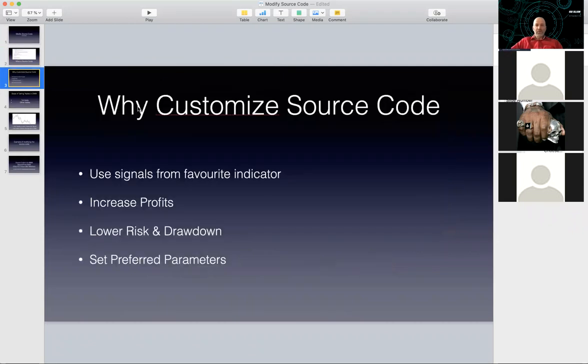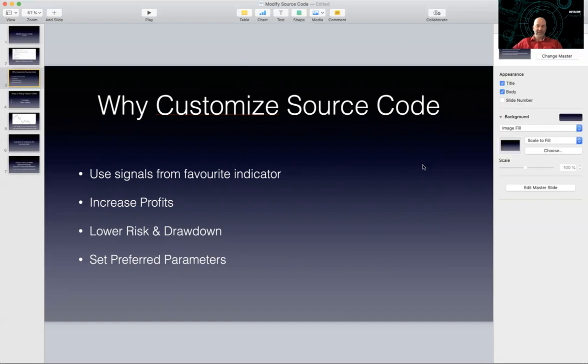Now, why do we want to customize the source code? Let's say you have been using some indicator, and you find that it has something good for you, like good buy signals and sell signals, and you want to be able to use these signals in your trading. Knowing how to customize or modify the source code will help you.